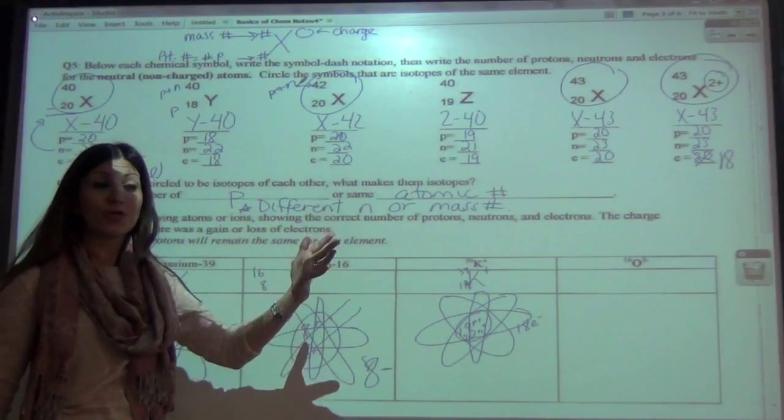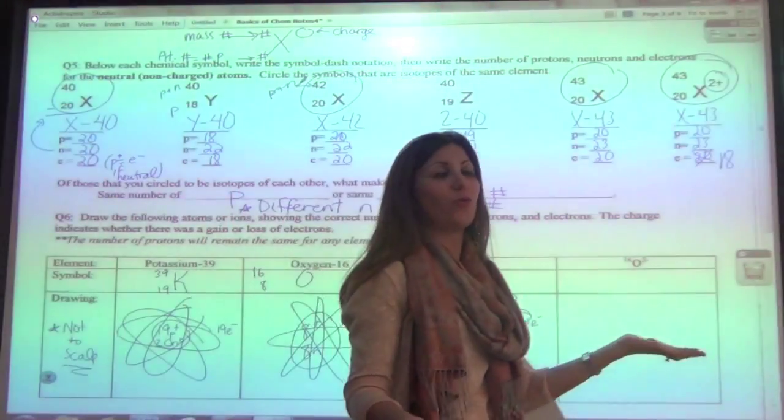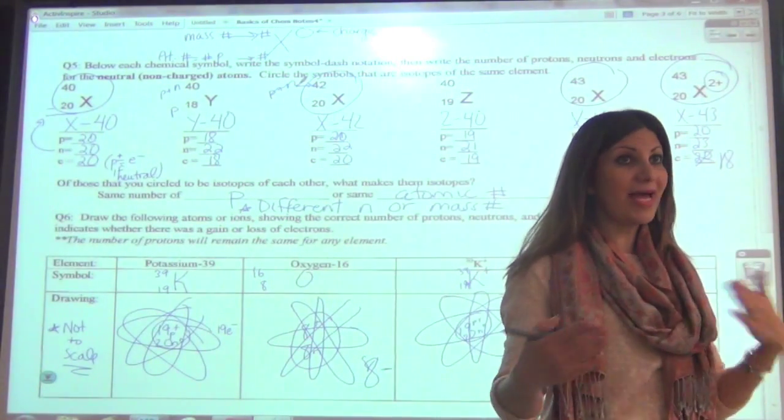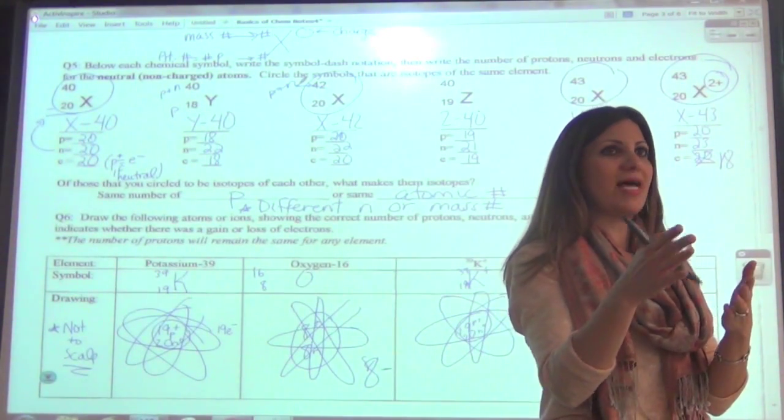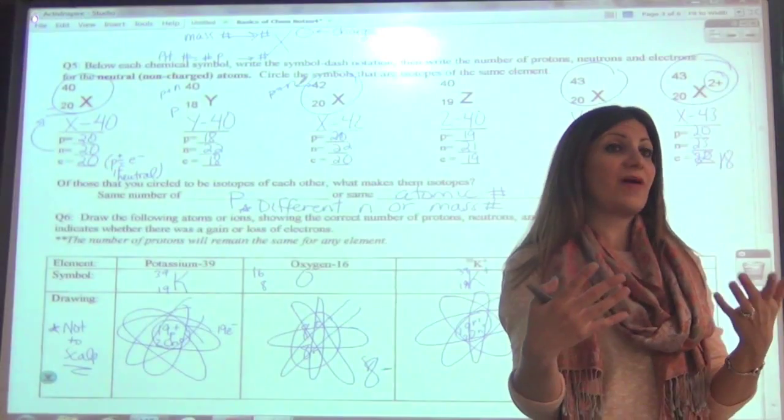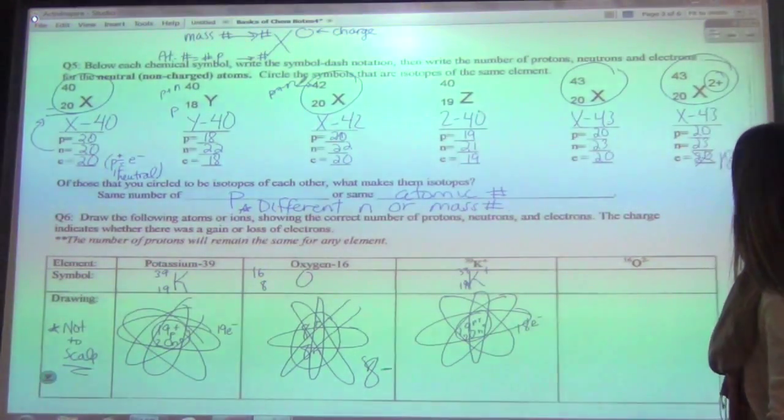And if it's not neutral, then either it's a cation or it's an anion, positive or negative. And then you have to figure it out based on starting from the number of protons, you're going to base it off how many electrons you have. So we'll talk about that in a second.